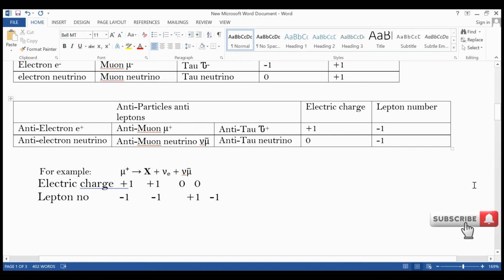Let's identify the particle. Here it is, lepton number -1 and electric charge +1. But wait a second, there are three particles: anti-electron, anti-muon and anti-tau. Which one could possibly be X? Oh, there is confusion. But don't worry, the following table will clear all the confusions and we will reveal the identity of X particle very clearly.